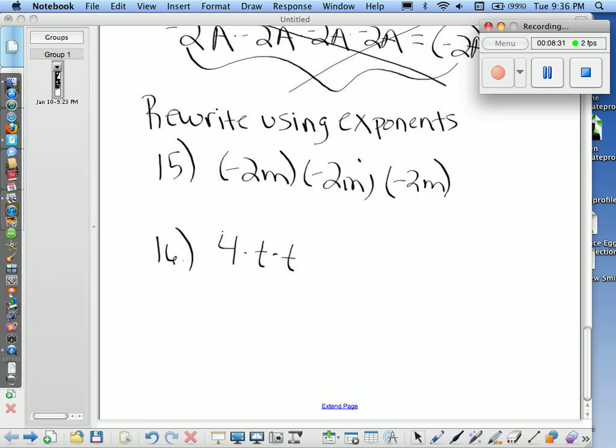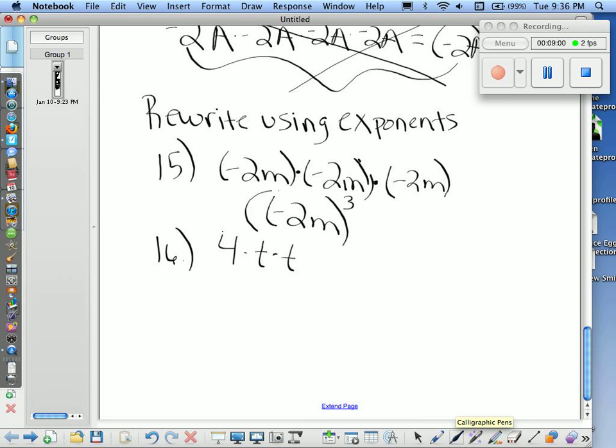Okay, number 15, we needed to rewrite using exponents. So this time it's expanded for us like we were trying to do above. Now we need to rewrite it with the exponents. So we've got -2m and it's being repeated 3 times. If you want to put those multiplication signs there so you know that it's being repeated. So this would have been our final answer.